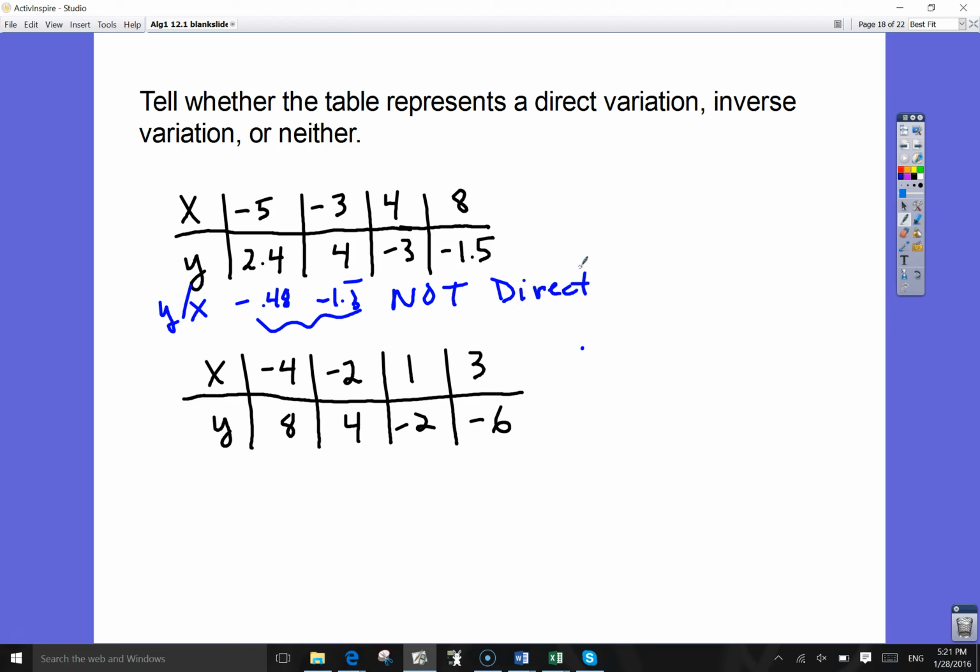Okay, let's check the products. -5 times 2.4 is -12. -3 times 4 is -12. 4 times -3 is -12. 8 times -1.5 is -12. So in every case, the product x times y was the same. So we can say, based on this, this is an inverse variation.